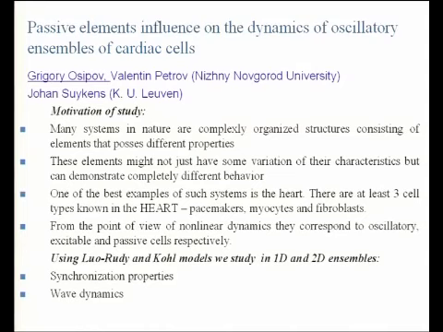So I am from Nizhny Novgorod Lobachevsky University from the Department of Theory of Oscillations. We are mainly studying different collective phenomena in heterogeneous media. Here is the motivation of our study. Many systems in nature are complexly organized structures consisting of elements that possess different properties, and also we study heterogeneous elements of the same properties. These elements can vary not only in their characteristics but also in the distribution of parameters.